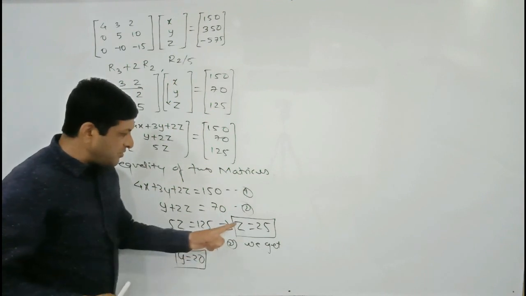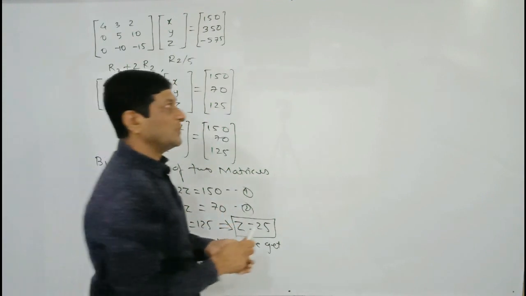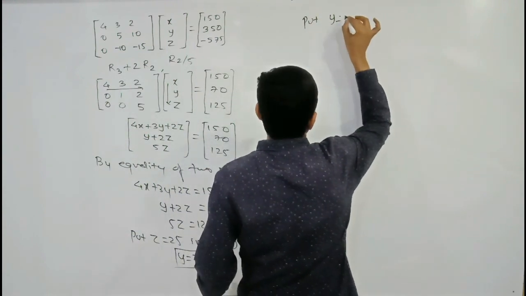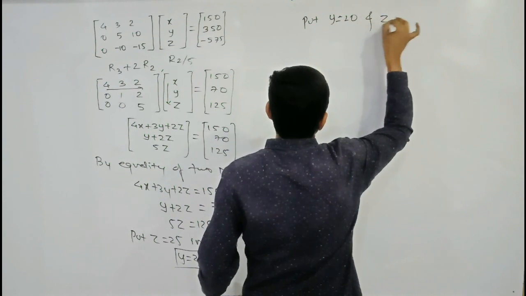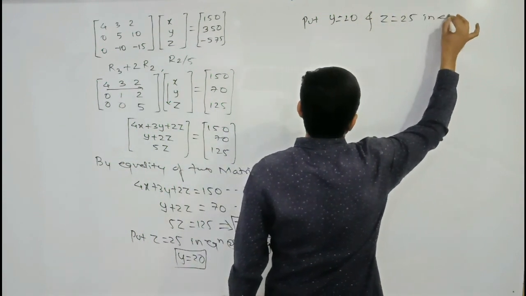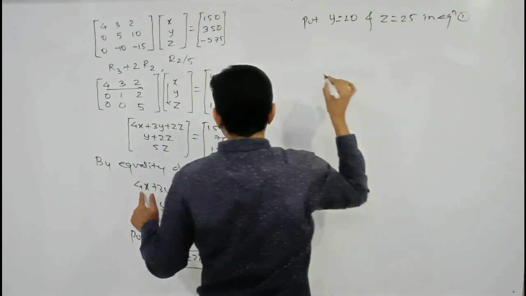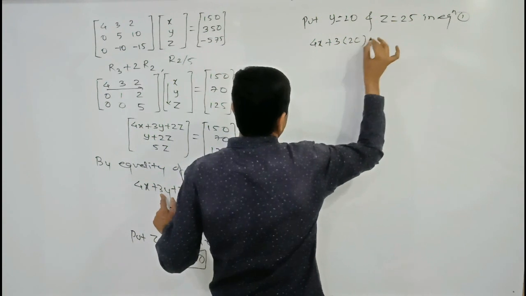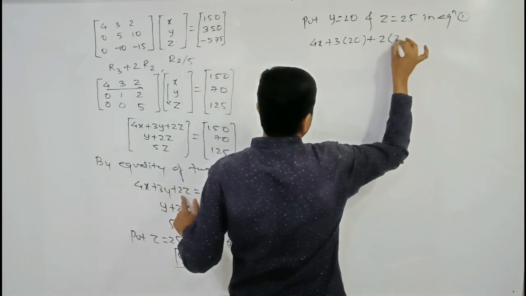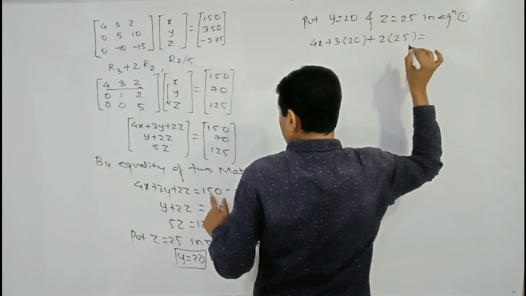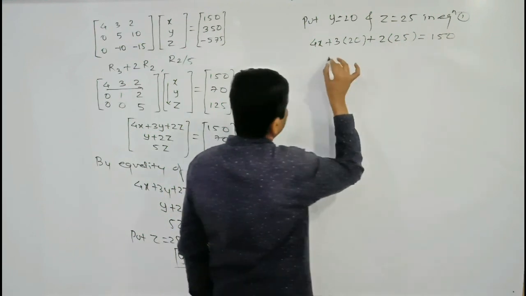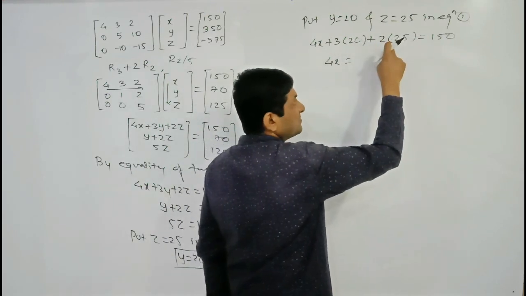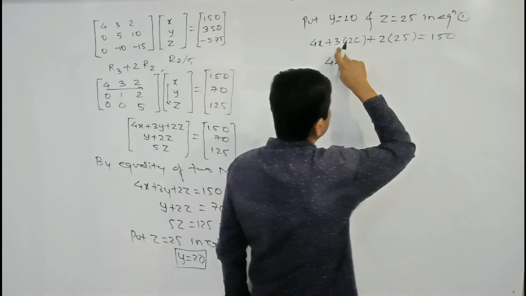Now substitute this value of y and z in equation number 1 and see what we'll get. We are substituting y equal to 20 and z equal to 25 in equation 1. So equation 1 will become 4x plus 3y, but y is equal to 20, plus 2z, z is equal to 25. On the right hand side keep 150 as it is. So therefore 4x will be equal to 150 minus 3 into 20, which is 60, and 2 into 25, which is 50.